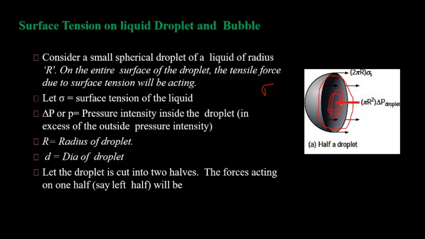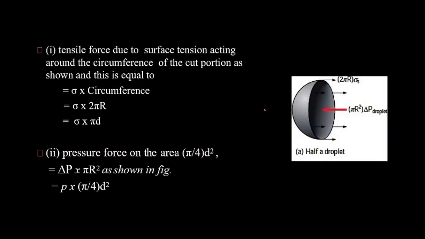So we will get two forces here which will be acting on the half of the liquid droplet. So we will see now. First one force, which is it? The tensile forces due to surface tension acting around the circumference of the cut portion, as shown in the figure. So that is sigma into the circumference of the circle.